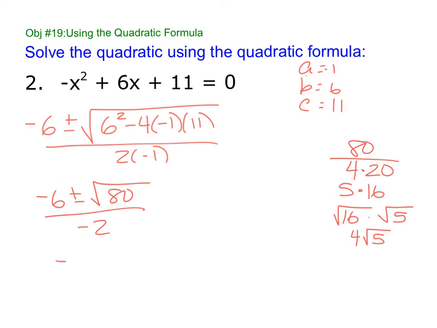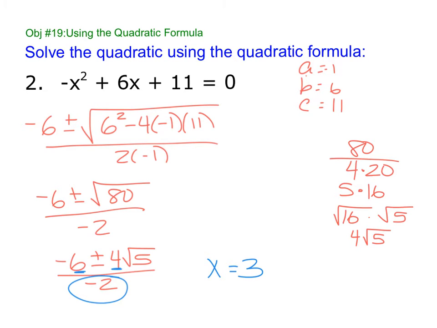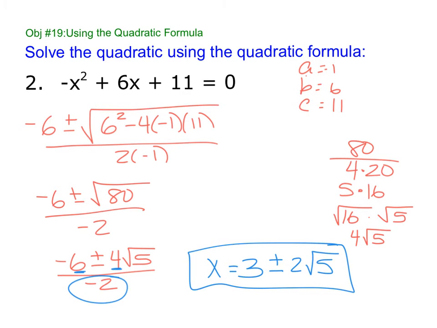So then this becomes negative 6 plus or minus, instead of root 80, it's 4 root 5 all over negative 2. Now to make this a little nicer looking, since this is even and this is even, I'm going to divide both of those by that negative 2. So negative 6 divided by negative 2 is 3, plus or minus 4 divided by negative 2 is negative 2. It actually doesn't matter if you put a negative there or not because of the plus minus. So that's our answer. And we're done.